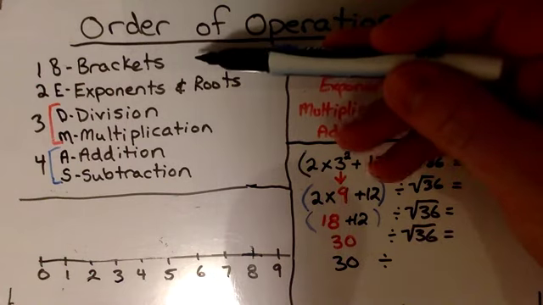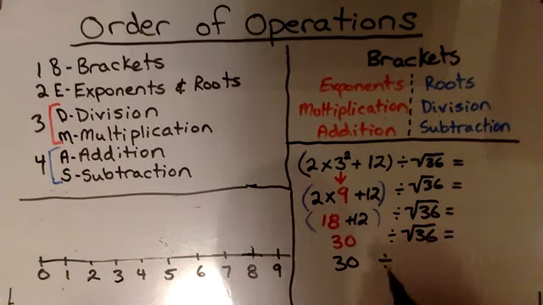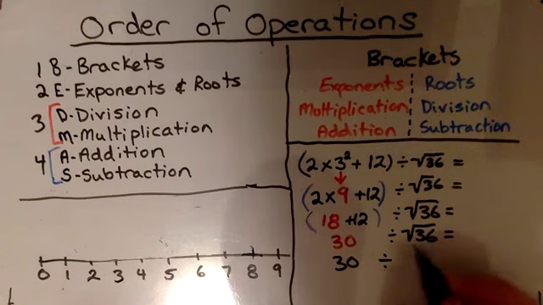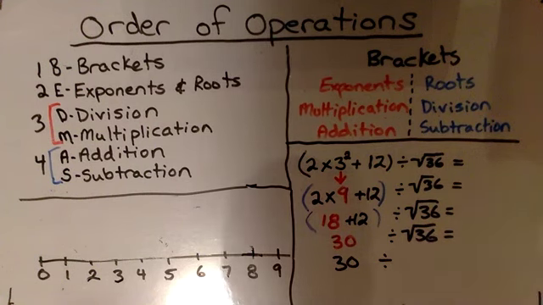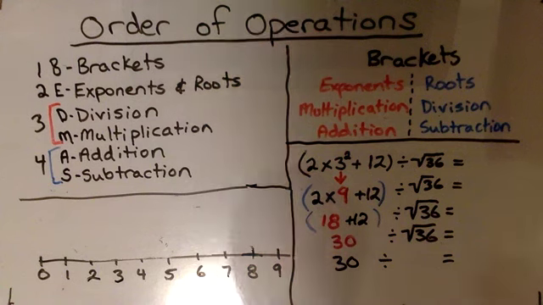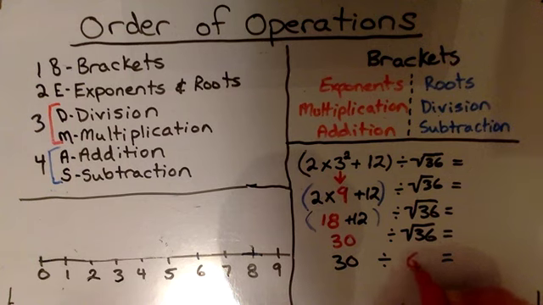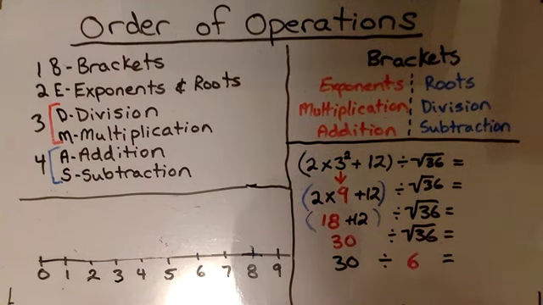So we don't have any brackets left, but we do have a root. So right here we have the root of 36. So we do need to address what is the root of 36. And our equals will stay the same. So if we do the square root of 36, 6 times 6 is 36, so the square root of 36 is 6.